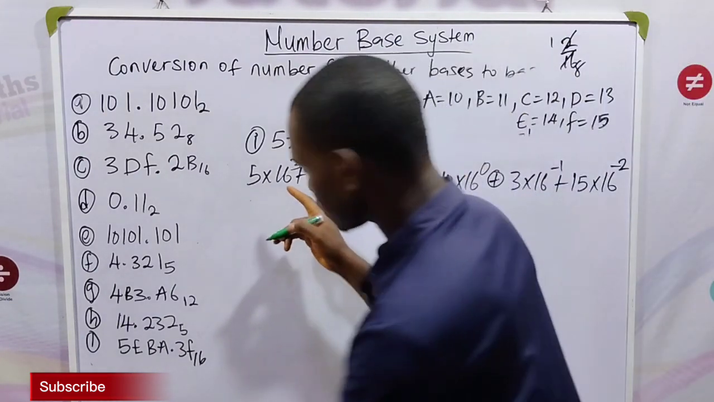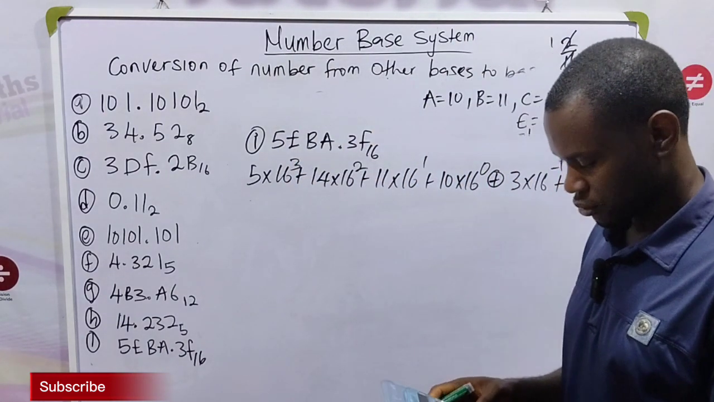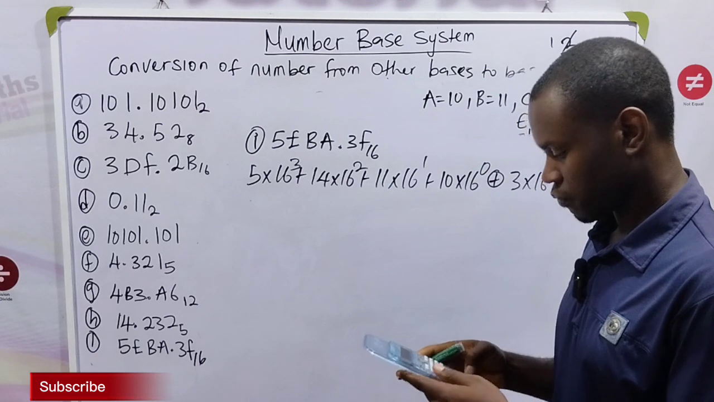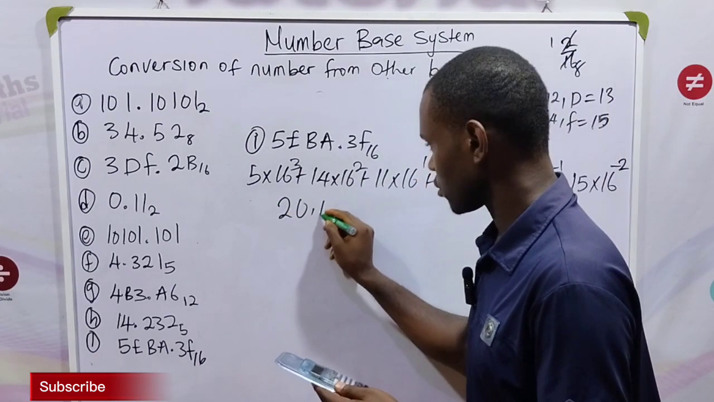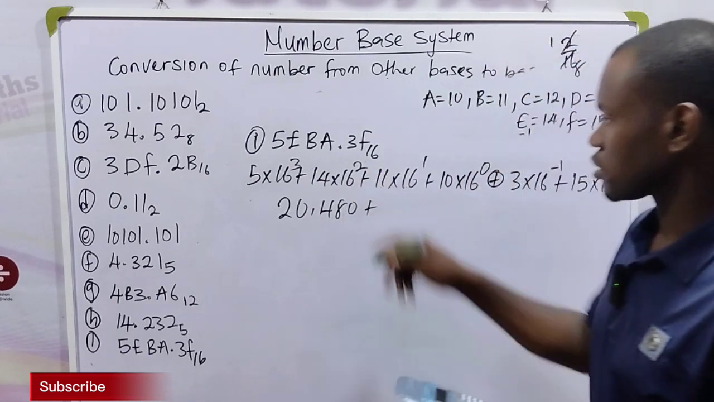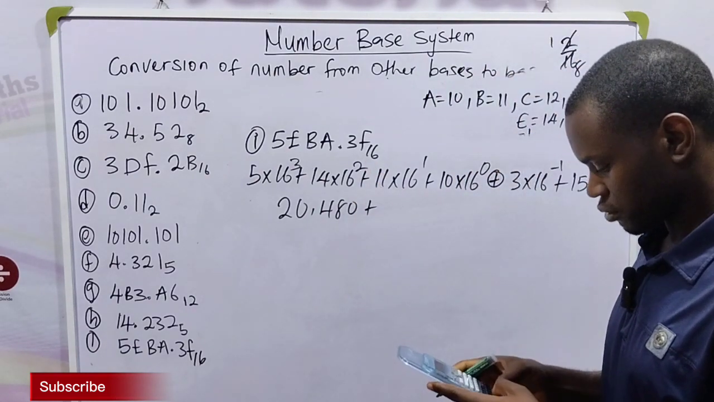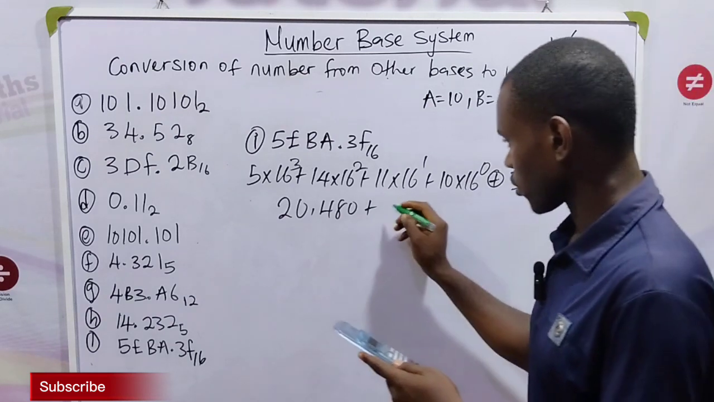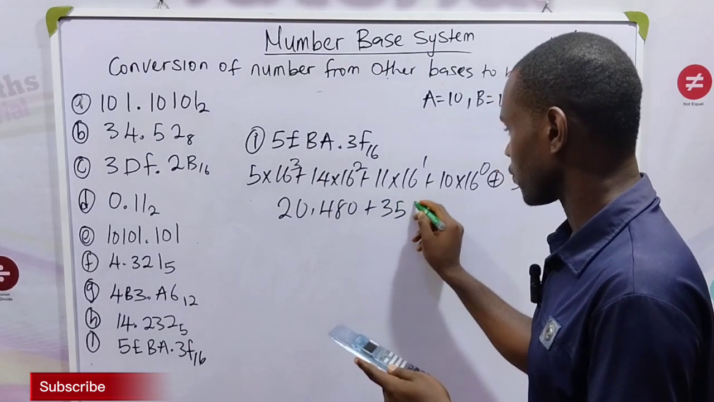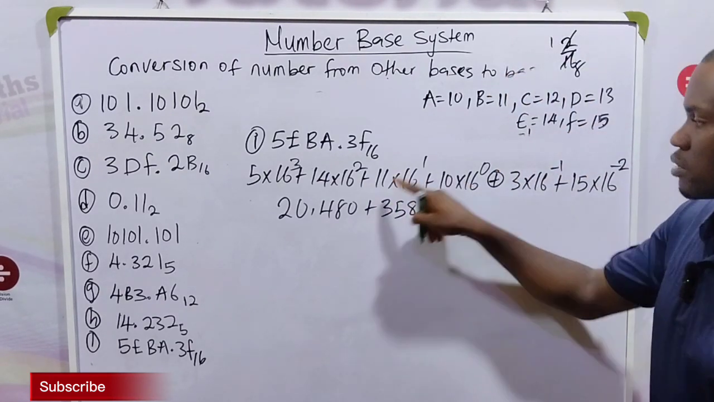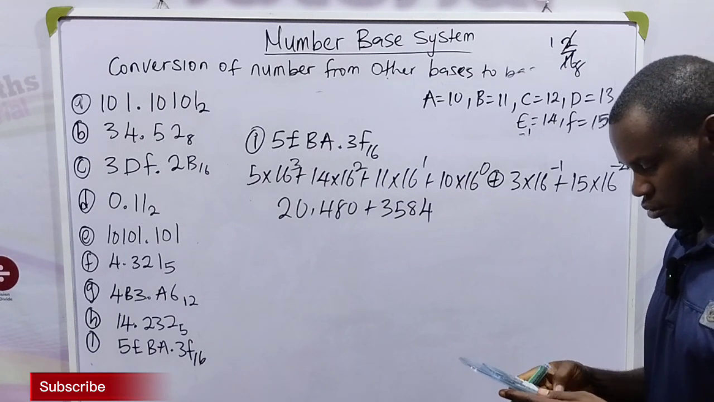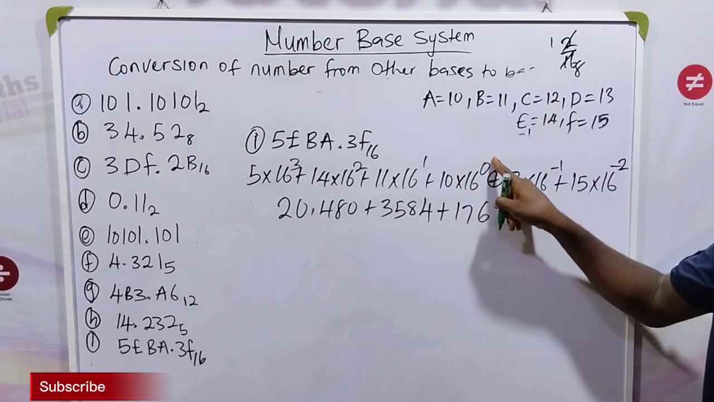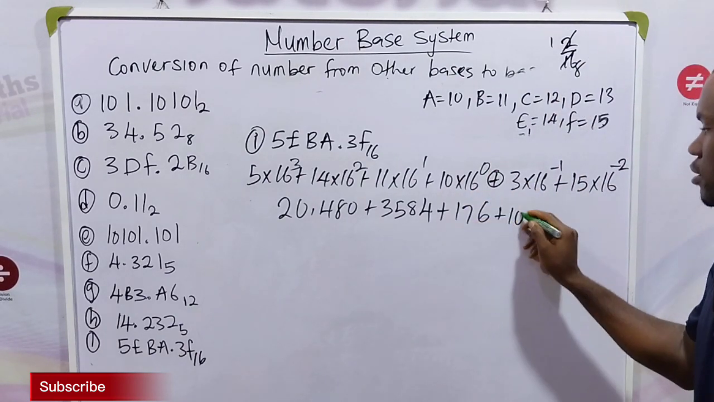So let's simplify. 16 raised to the power of 3 is 4096 times 5. We have 2480. 16 squared is 256 times 14. Then we have 3584. Then 16 power 1, 16 times 11, 176. 16 power 0 is 1. 1 times 10, that is 10.